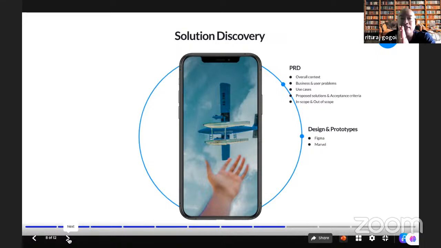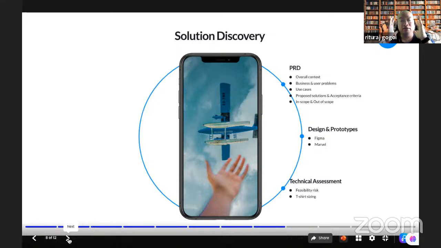And once the high fidelity mockups are created, you can use a tool like Marvel for building a prototype, an interactive prototype that you can then take to your design team, your engineering team, your business stakeholders, and even when you're going to do user research, this prototype is going to play a very important role. So once you have the PRD in place, the high fidelity designs in place, and the prototype in place, then we go and approach our engineering counterparts.